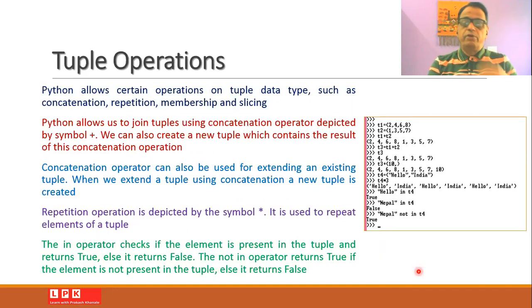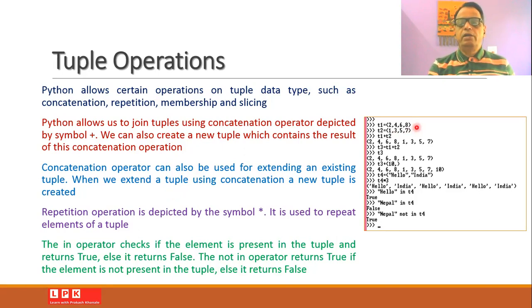Let us understand the different operations that can be performed on a tuple. We can perform operations such as concatenation, repetition, membership, and slicing on the tuple. Whenever we want to join 2 or more tuples together, such joining is possible by using the plus symbol. We can also create a new tuple which contains the result of this concatenation. So concatenation can also be used for extending an existing tuple, and when we extend a tuple using concatenation, we get a new tuple.